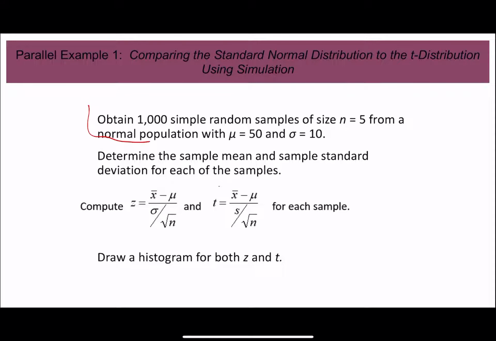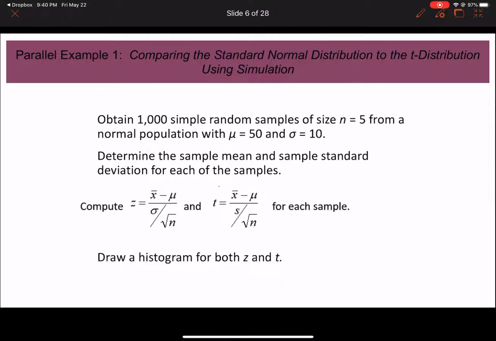So we obtained 1,000 simple random samples of size n equals 5 from a normal population with mu equals 50 and sigma equals 10. We're going to determine the sample mean and sample standard deviation for each of the samples, and we're going to draw a histogram for z and t. We're already used to the histograms for z. A z table is when we have our normal distribution and we use our z-scores. Let me just show you, and then we'll talk about it afterwards.